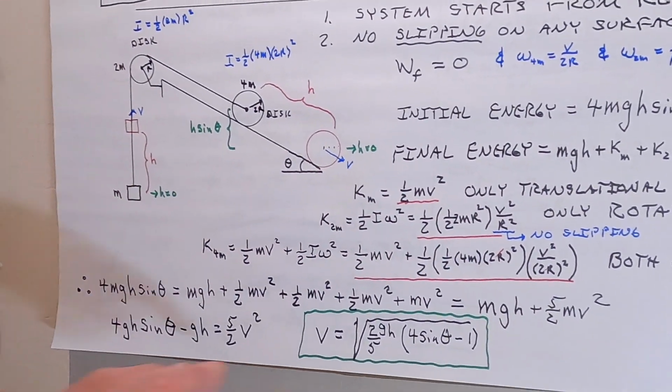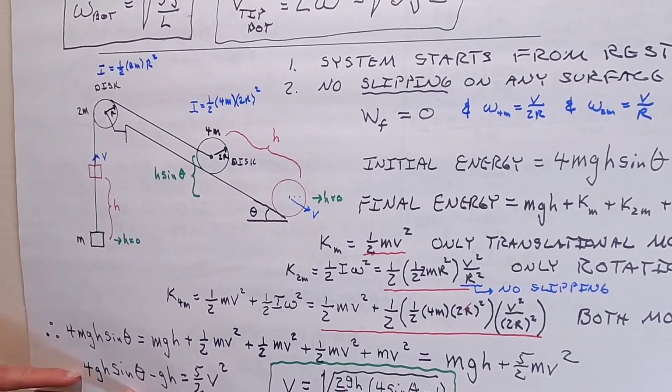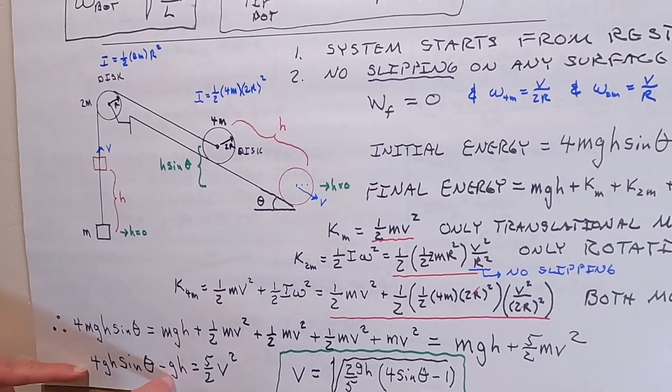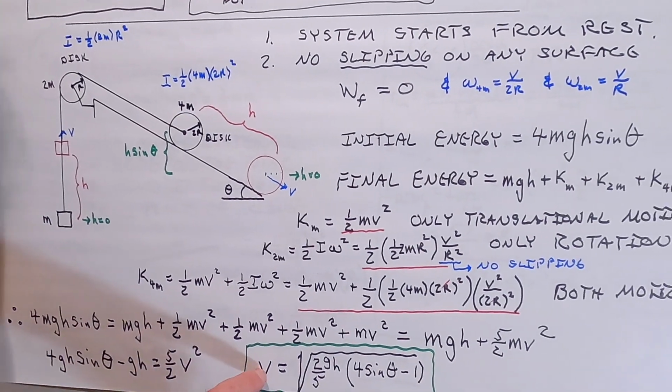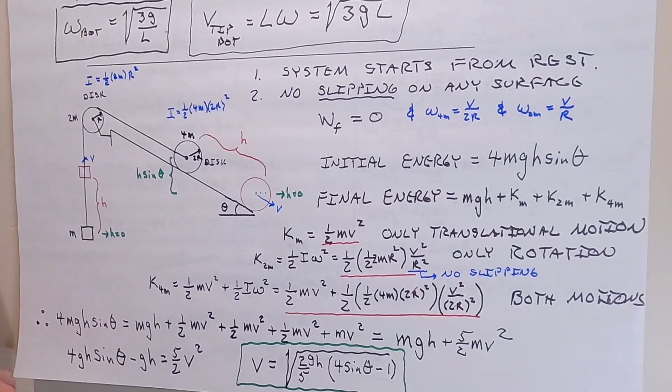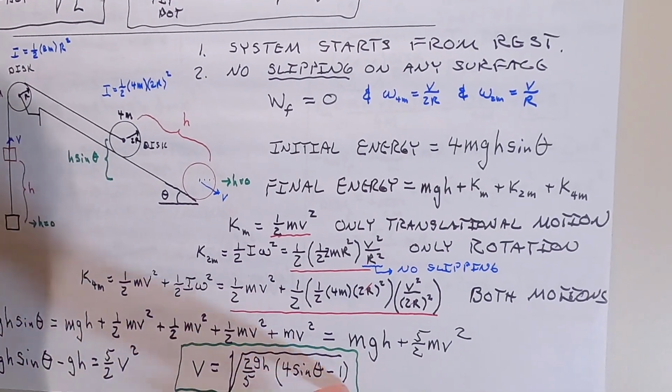Cancel an m, bring the gh to the other side, and so we get 4gh sine theta minus gh equals 5/2 v squared. Or v: take the 2/5 to the other side and take the square root. There is the velocity right there.